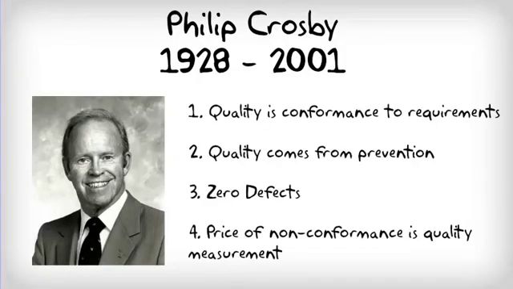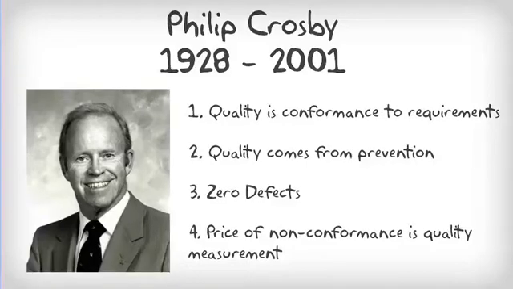Now, Philip Crosby's influence on Six Sigma can't be stated enough. He is known for his four absolutes on quality, which are: quality means conformance to requirements, quality comes from prevention, the quality performance standard is zero defects, and quality measurement is the price of non-conformance. If you remember anything at all about Philip Crosby, remember his focus was on zero defects.